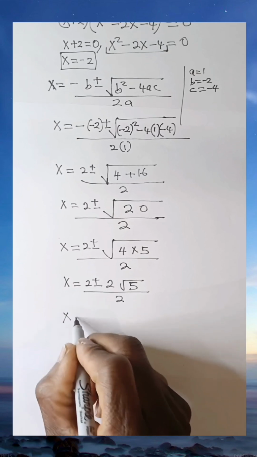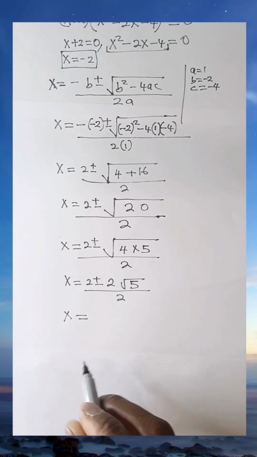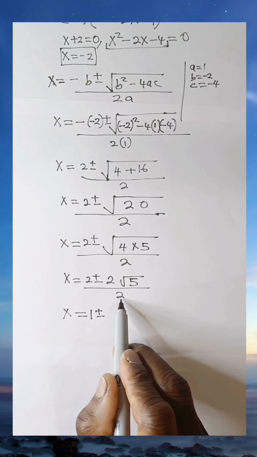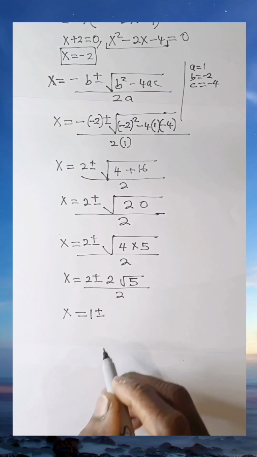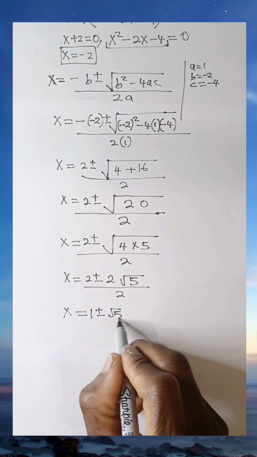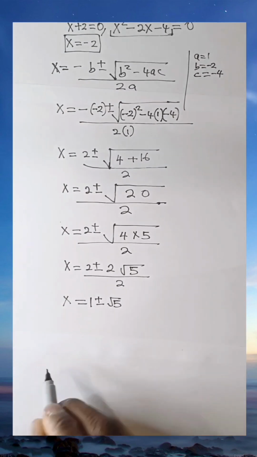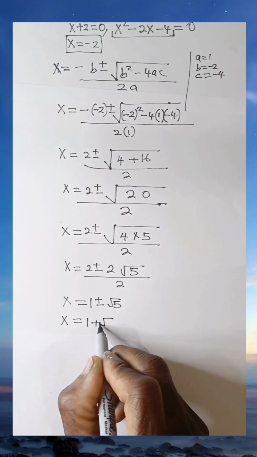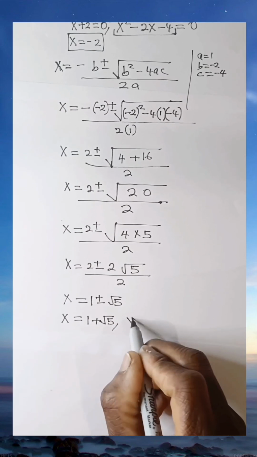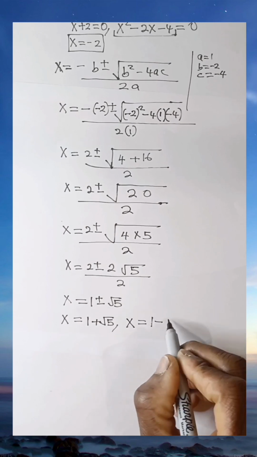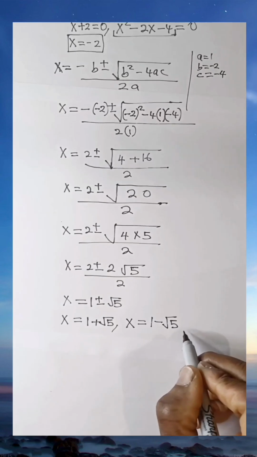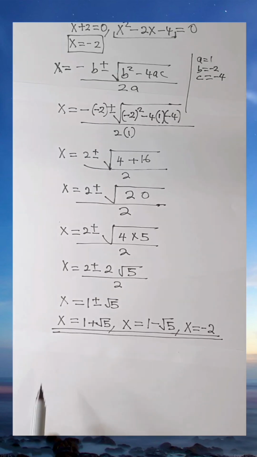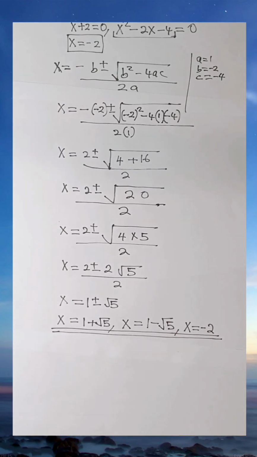So we have x is equal to 2 divided by 2 is going to give us 1. Then plus minus 2 divided by 2 is going to give us 1. 1 times root 5 is going to give us root 5. So the two values of x are going to be x is equal to 1 plus root 5, x is equal to 1 minus root 5. Remember the first value of x is equal to minus 2. So these are the values of x that satisfy the equation.